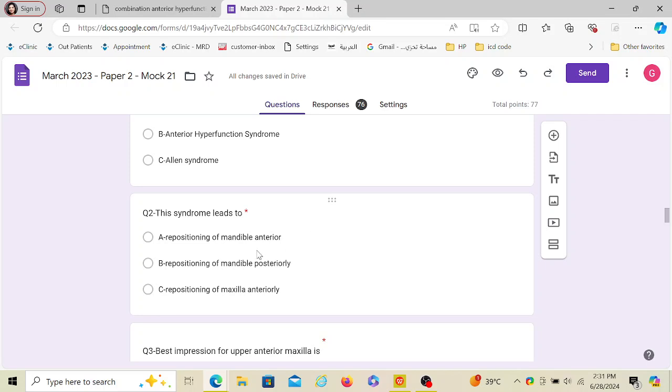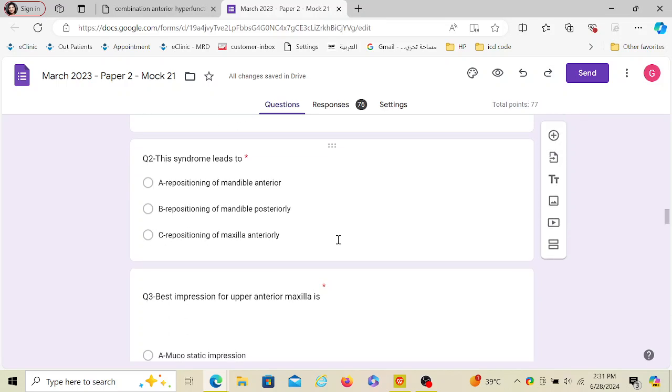Now, this syndrome leads to, now I just gave you a very nice term, repositioning of the mandible anteriorly. That is option A. Repositioning of mandible posteriorly cannot happen. Repositioning of maxilla anteriorly, no. In fact, maxilla gets more resorbed anteriorly. So the answer is repositioning of the mandible anteriorly. That is the correct answer because it becomes more and more of a class 3 pattern.